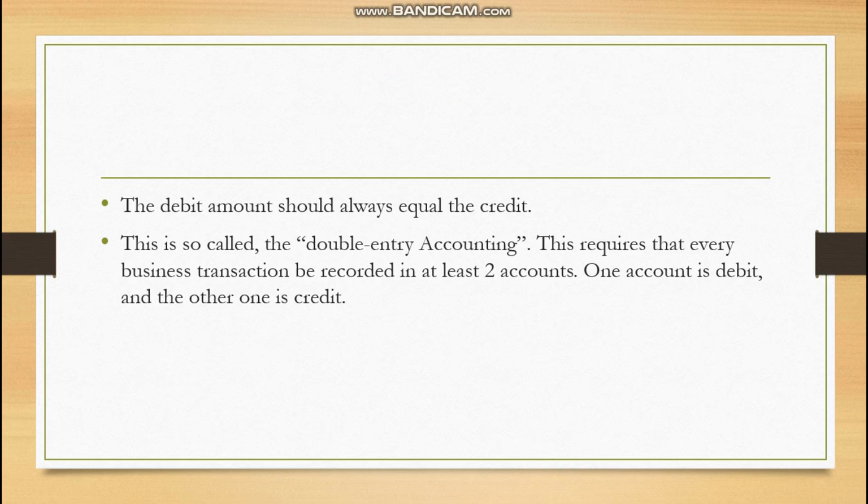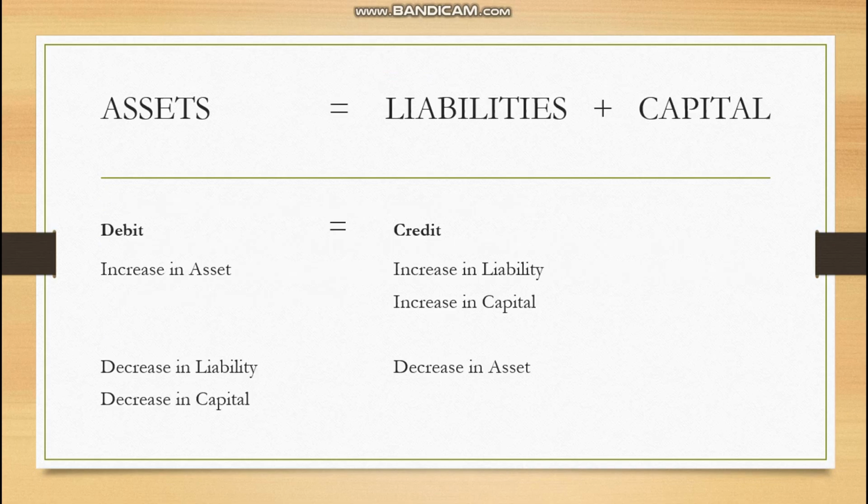And so, with those examples that I gave you, we can now officially define what is debit and what is credit. Debit means an increase in asset, a decrease in liability, or a decrease in capital. Credit means an increase in liability, or an increase in capital, or a decrease in asset.